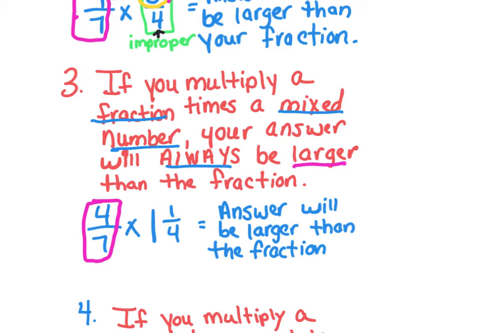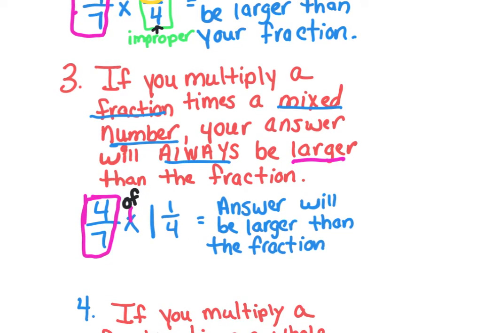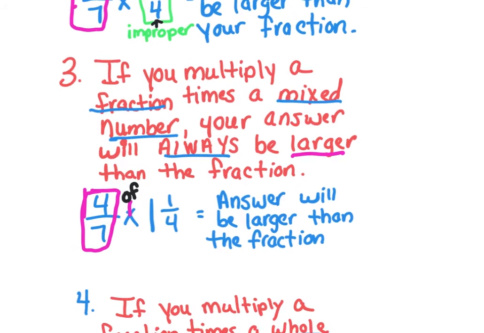So remember, if you're multiplying a fraction times a mixed number, your answer is going to be larger than your fraction. Your fraction is actually 4/7, so your answer will be bigger than 4/7, but also at the same time, remember, you're getting 4/7 of 1 1/4. So your answer will be bigger than 4/7, but it's going to be smaller than 1 1/4 because you're getting a piece of it. You're taking 4/7 of 1 1/4. Make sure you write that down. If you're not finished writing, pause the video and then continue to number 4.